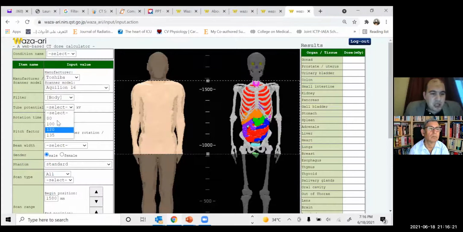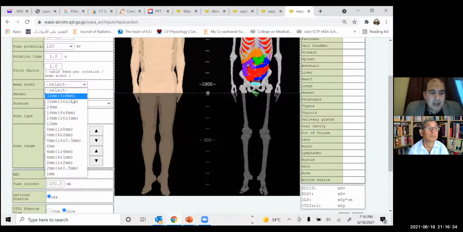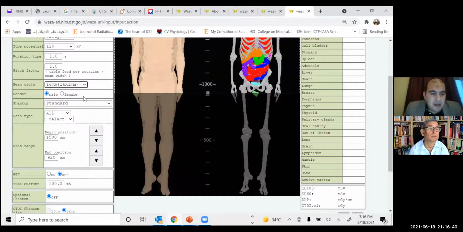Okay, for tube potential, you can select 80, 100, or 120 kV. So I can select the rotation time I need, okay? 1 second. The pitch factor you can also select here, okay? And beam width also, you can select which detector configuration you need, 16 times 1, which covers 16 millimeters, for example, and you can select female or male.